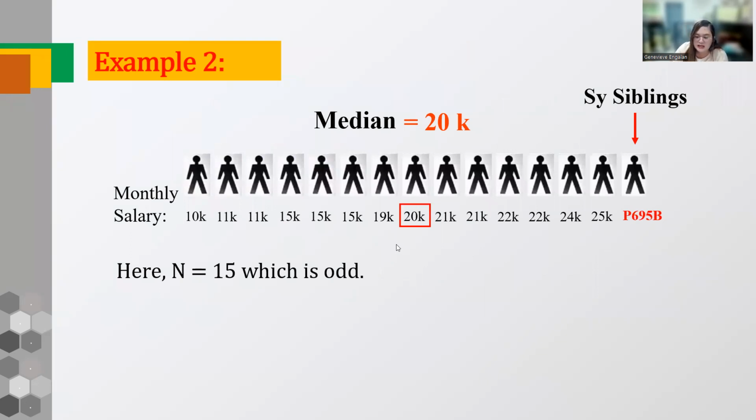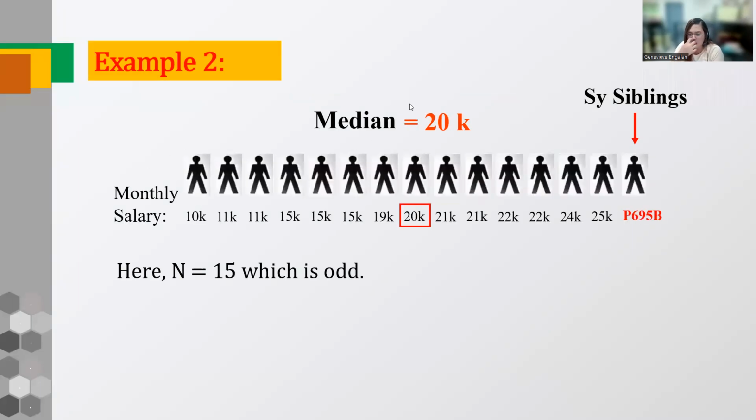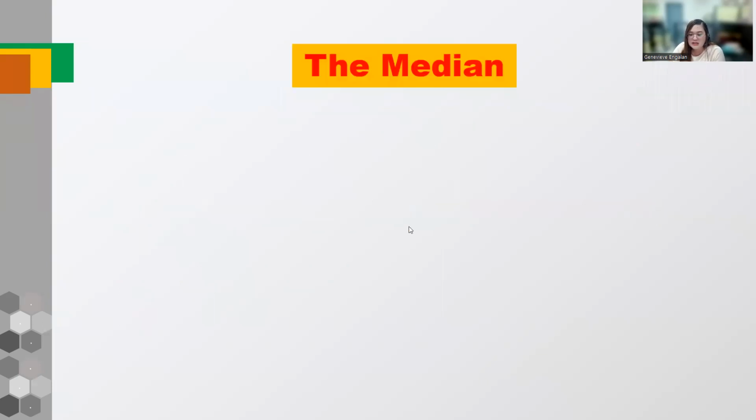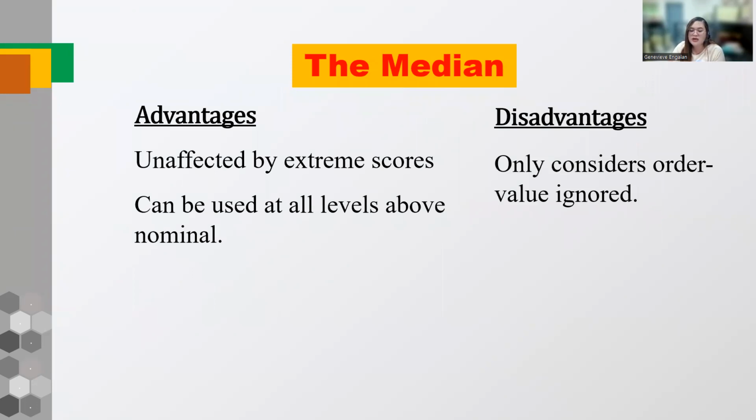The advantage of the median is that it is not affected by extreme scores. As you can see from this example, we have an extreme salary, but it was not affected because we only look at what is in the middle. So it is unaffected by extreme scores and can be used at all levels above nominal. So we can use it for ordinal, interval, and ratio levels. The disadvantage is that it only considers ordering.